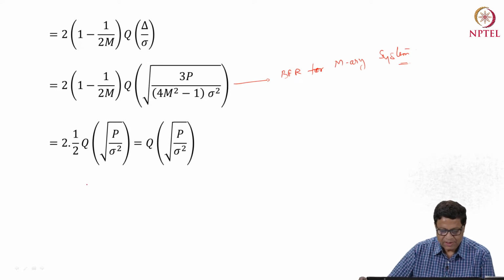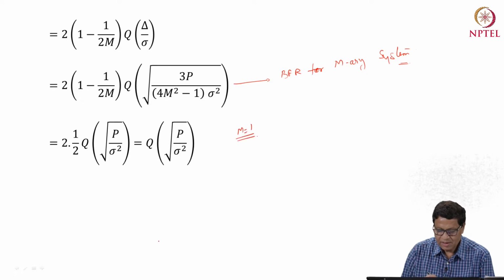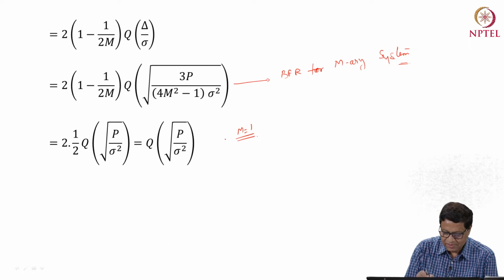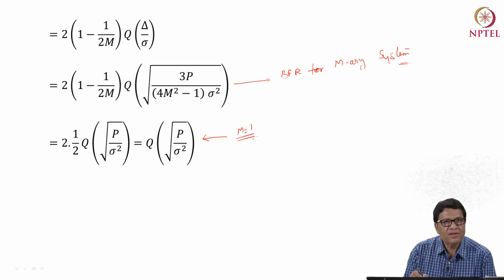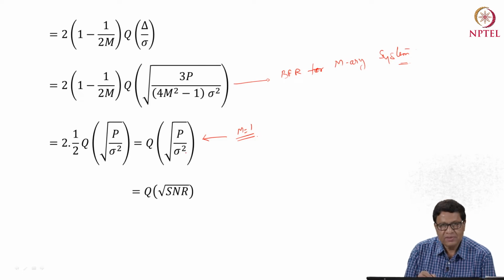So this can be written for example, suppose M is equal to 1. So this reduces to this equation. Put M is equal to 1 here. So this becomes half, and this quantity becomes 4 minus 1, 3. 3 gets cancelled. So what you get is this, for M is equal to 1, which is nothing but signal to noise ratio.